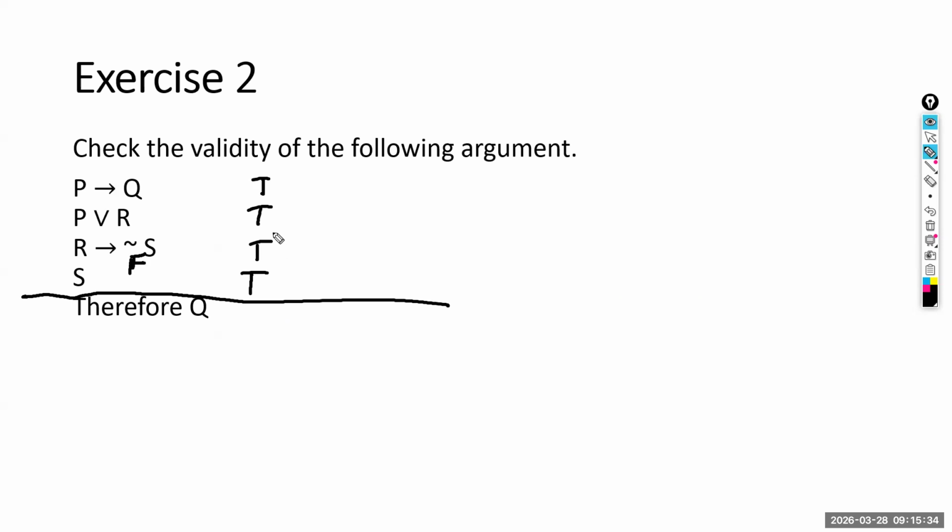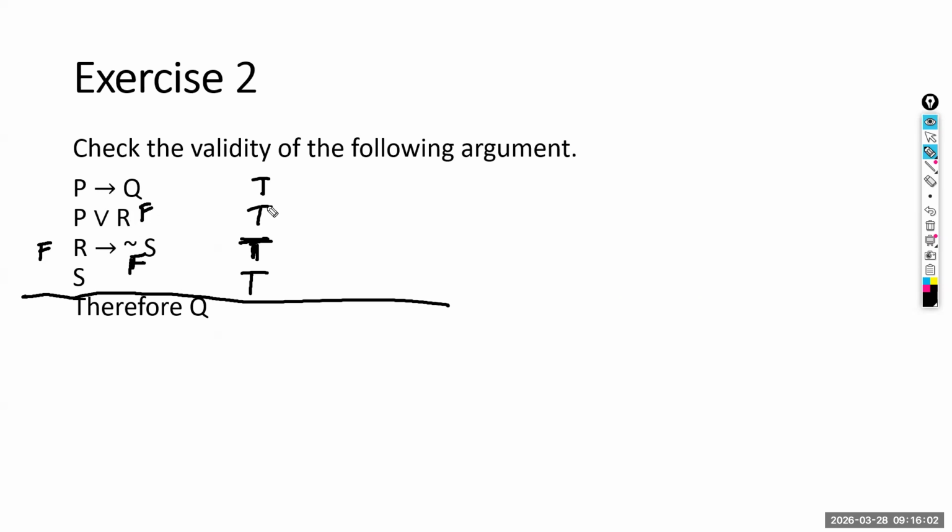Now, for this statement to be true, when this is false, this must be false. Because if this is true, true implies false is false. But we know that this is true. If this is true and this is false, this must be false. I use the word must be false. So now I know that R is false.